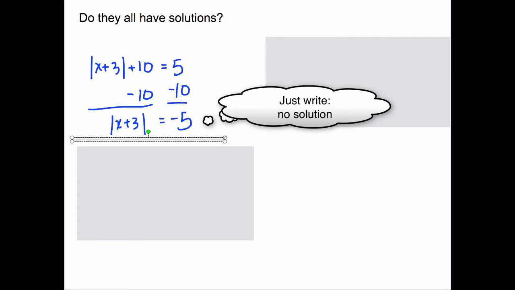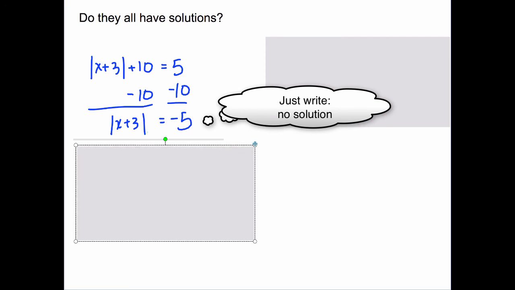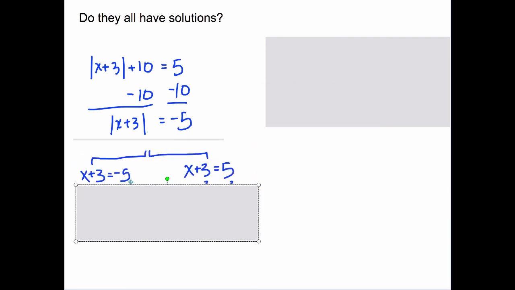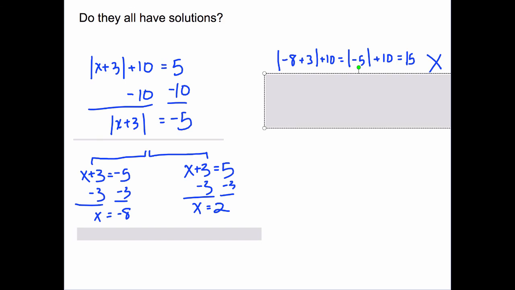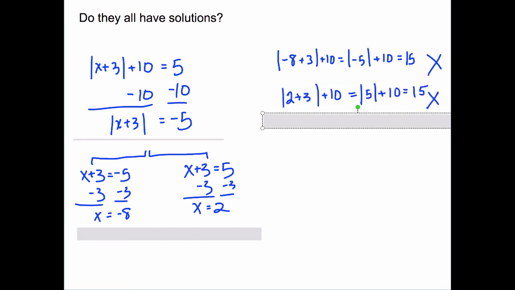But let's say that we didn't notice that, and we continued to go on solving. So first we do the rest of the math, and we get the solutions x equals negative 8 and x equals 2. And then we check the solutions, and we'd see that neither of them work. And this problem shows one reason why it's always important to check your answers after you solve an absolute value problem.